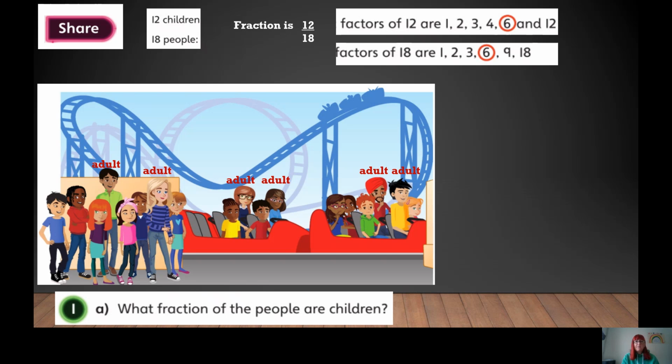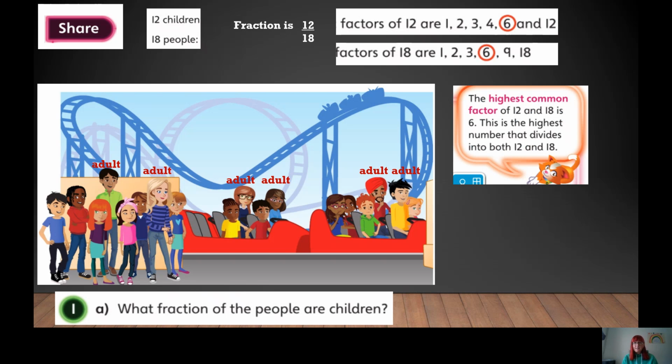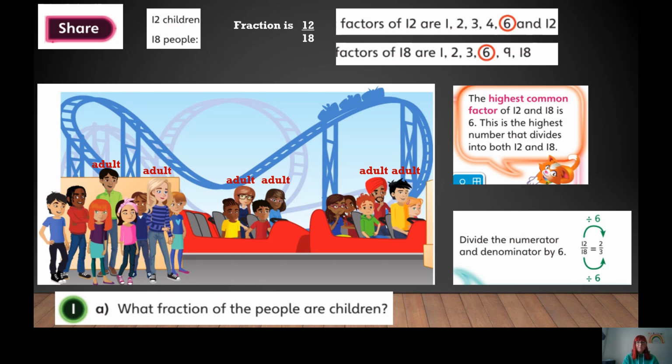So to simplify, we divide the numerator and the denominator by the common factor. In this case, I've chosen the highest common factor, and it will be 6 because I know it goes into both 12 and 18. So to simplify, 12/18 will be 2/3 because we divide 12 by 6 and 18 by 6, 6 being the common factor. So therefore, final answer: 2/3 of the people are children.